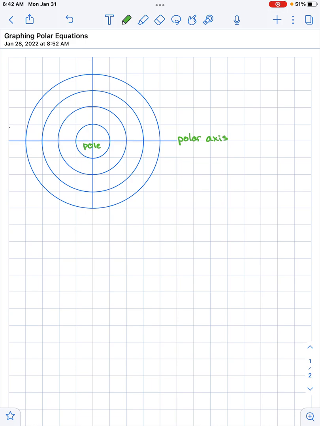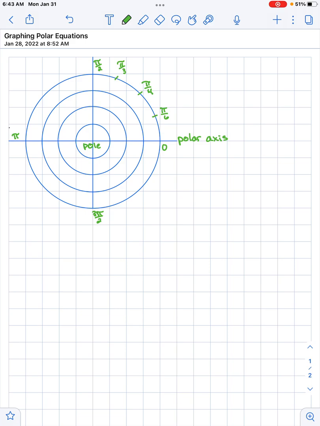Now when we graph things on a polar system like this, we think about it like the unit circle. So that means that this is 0 radians, this is pi over 2, this is pi, this is 3 pi over 2, and everything in between. So this would be pi over 6, pi over 4, pi over 3, and so on, all the way around this polar coordinate system. Okay, so that's just a little bit of orientation.